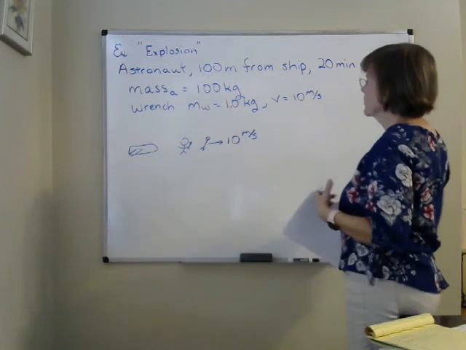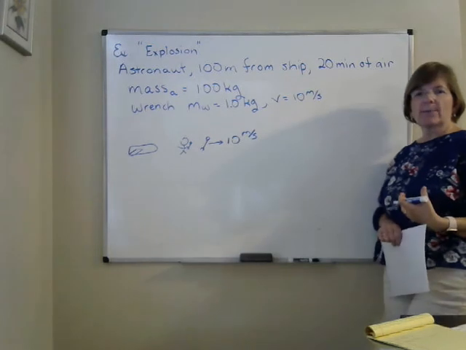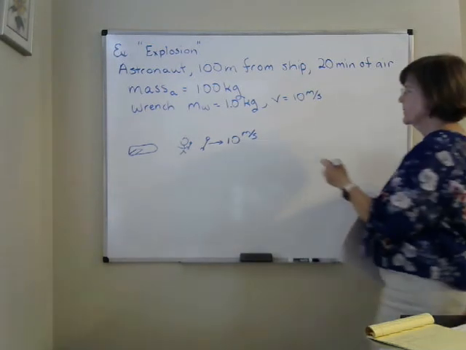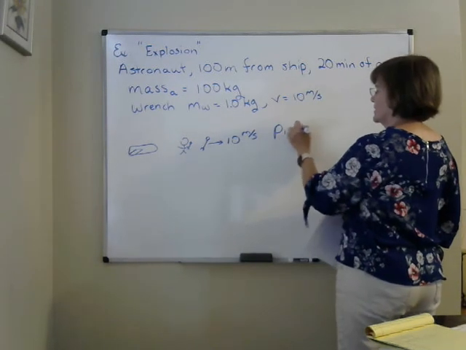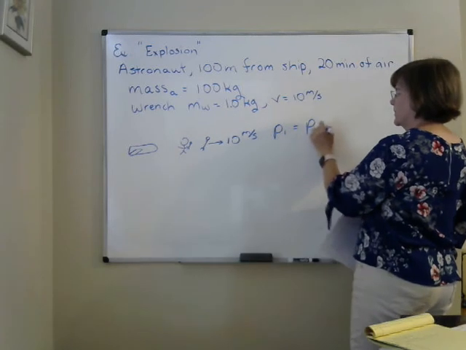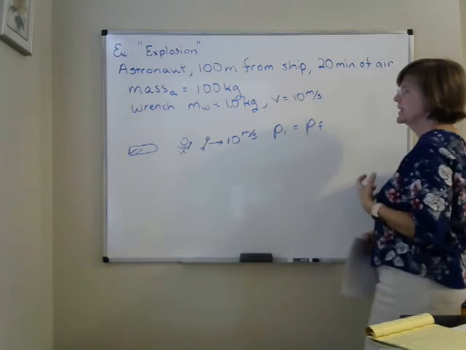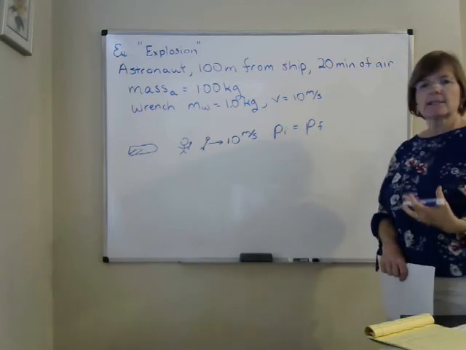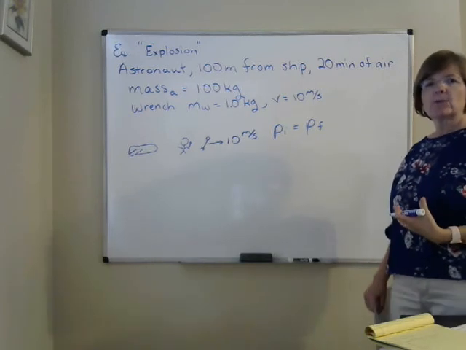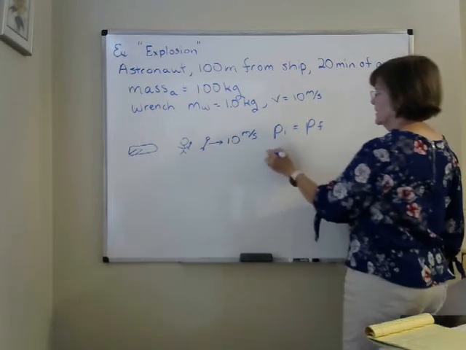Let's see if we can figure out whether or not she's going to make it back. If we use conservation of momentum, the initial momentum has to equal the final momentum for your system. Well, the initial momentum of this system was 0. The astronaut was at rest, the wrench was at rest.